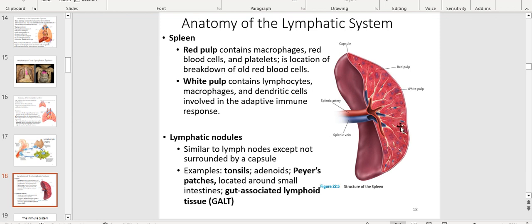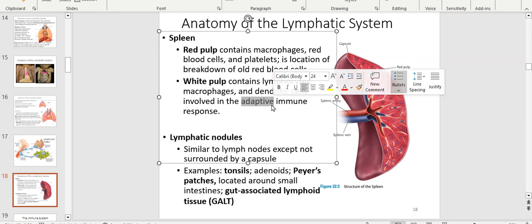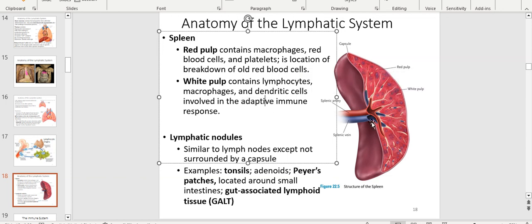And you actually don't need it. If you injure this in a car accident, they can remove it, and your liver actually picks up the slack. The white pulp contains the lymphocytes, macrophages, and dendritic cells. These are all involved in immunity, adaptive immunity, acquired immunity. So the white pulp is involved in immunological function. The red pulp is more for RBCs and the breakdown of old RBCs.